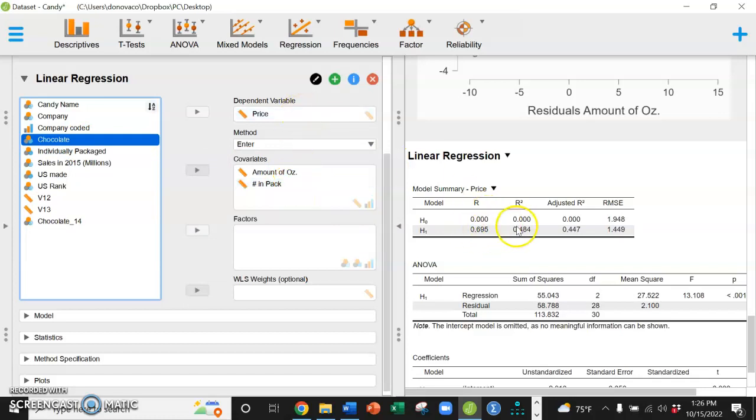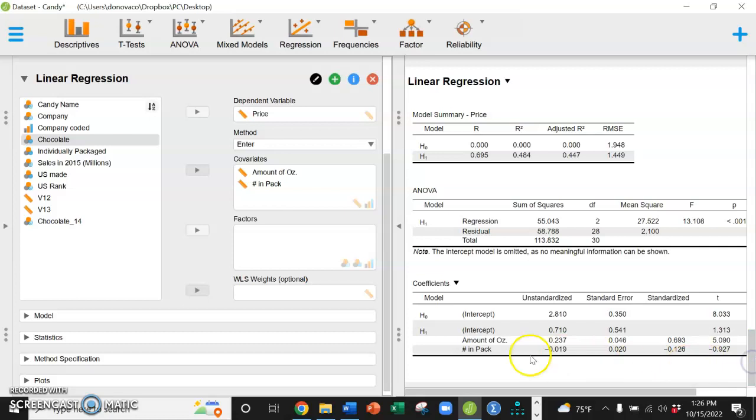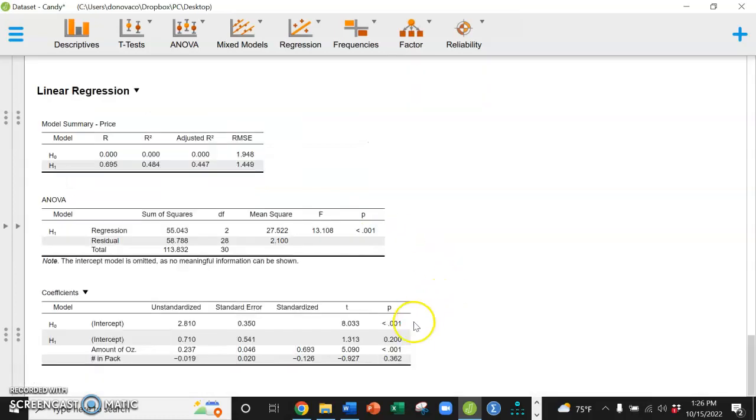You can see that that definitely increased my R and R squared, but not drastically. My ANOVA is still significant. When I scroll down over here, what I see is that the number in the pack of candy is not significant, but amount of ounces is. So this predictor is not helping my model at all.